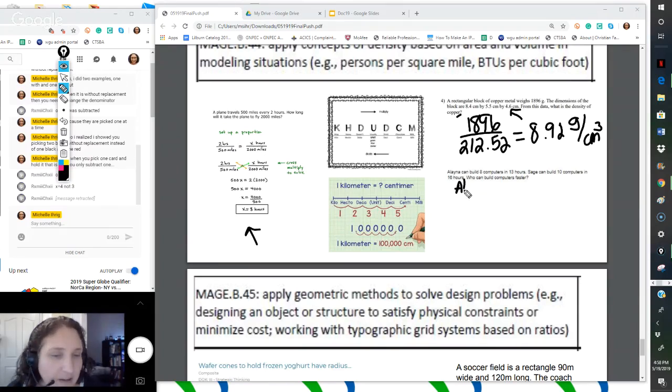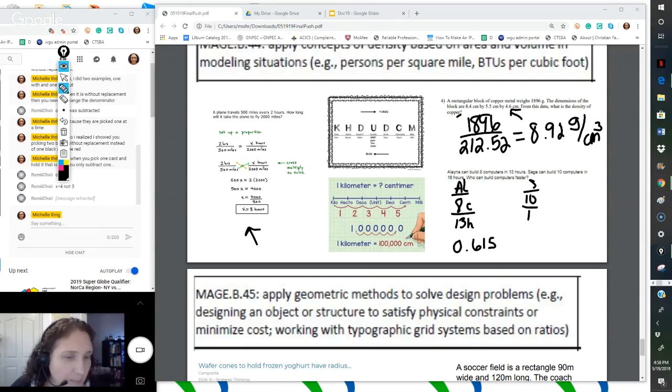Well, if we've got Elena here, she can do 8 computers in 13 hours. Hey, Google, what's 8 divided by 13? The answer is approximately 0.615. Okay, so that means she can build 0.615 computers an hour. We have Sage. Hey, Google, what's 10 divided by 16? The answer is 0.625.